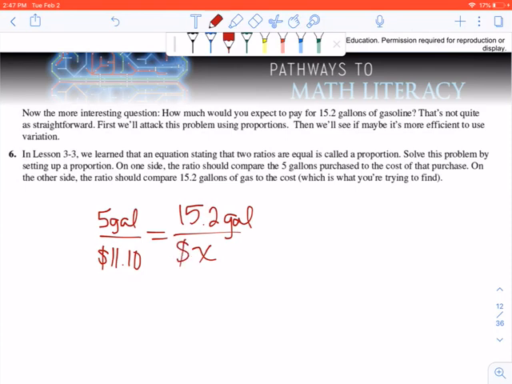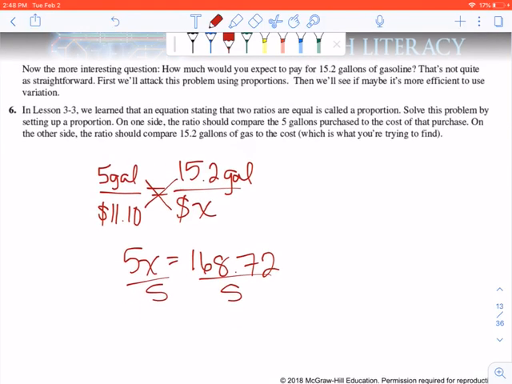So this is going to be in dollars. And then we cross multiply. So we get 5x equals, and when we multiply 11.1 times 15.2, we should get 168.72. And then I can divide by 5, and we should get x equals 33.744. So we'd round that to $33.74. So that would be the dollars for 15.2 gallons.